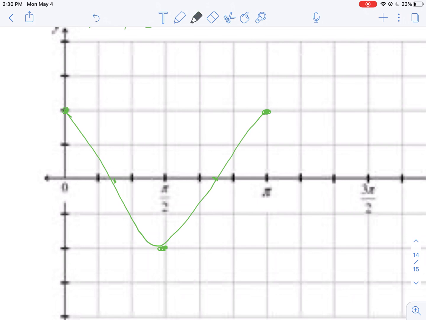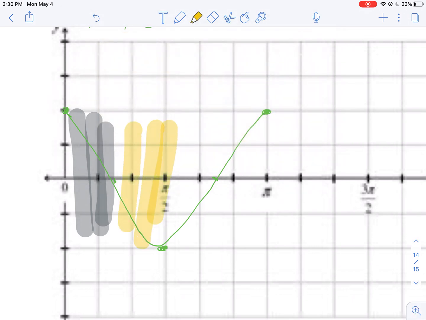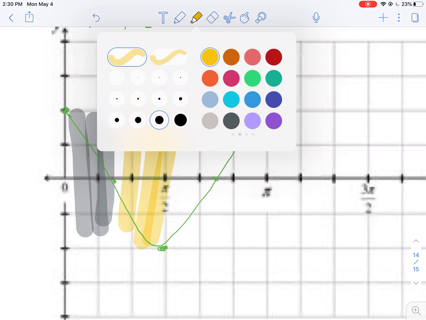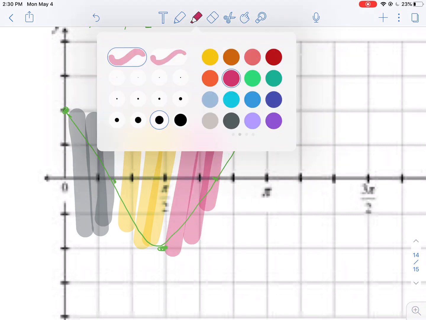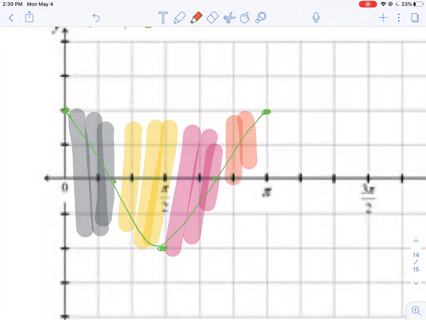I'm going to stop and think. I'm going to see that, okay, I've got my quarter from my peak to my 0. I've got my next quarter from my 0 to my valley. I've got my third quarter from my valley back to my 0, and then I've got this last quarter from my 0 back to my peak. It's all appearing over pi. They're all spaced out properly. I'm really happy with that.